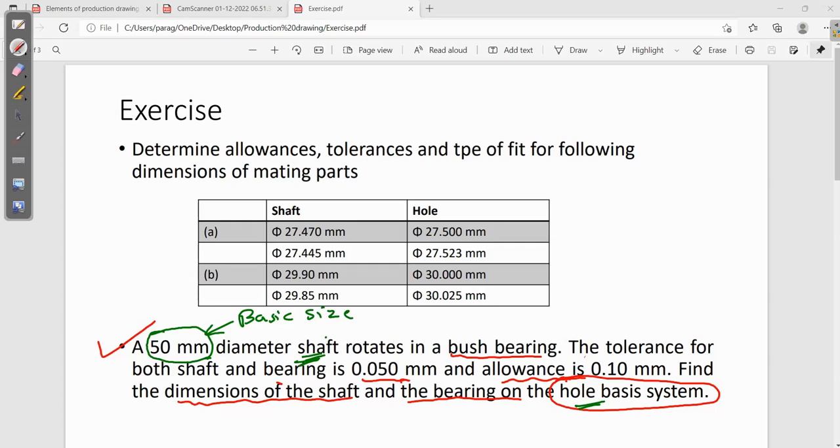See, this particular shaft is going inside the bush bearing, so this particular bush bearing is my hole. Every time the shaft is going inside the hole, so the bush bearing will act as a hole. Next, the tolerance for both shaft and bearing is 0.05, the same tolerance for both. And the allowance given is 0.1, and that allowance is positive. So from this data you should be able to draw the diagram.